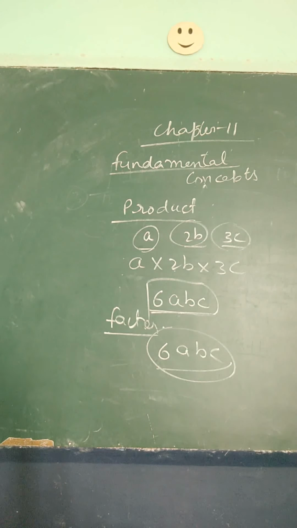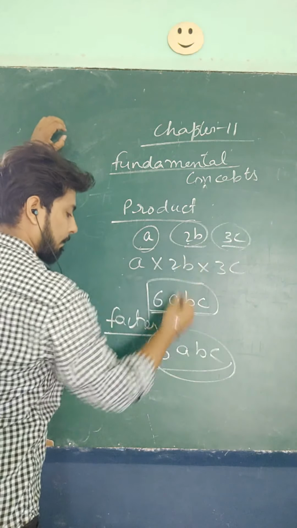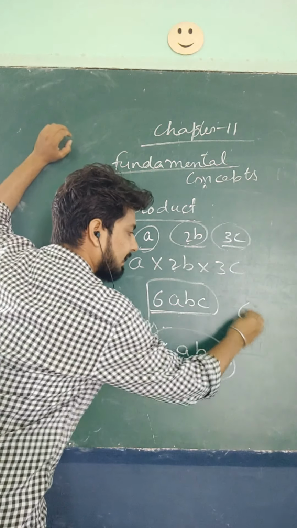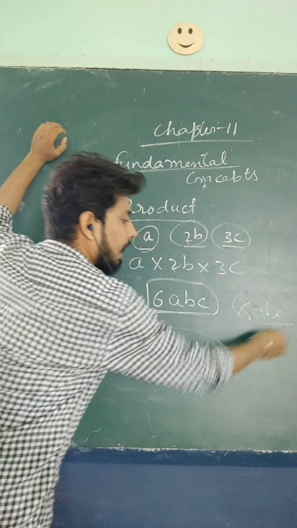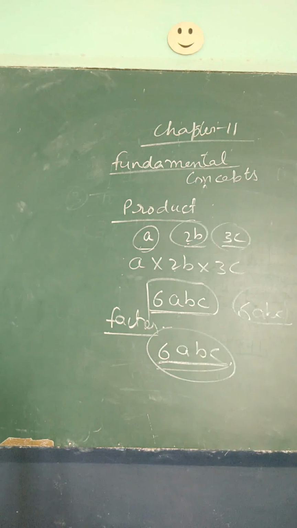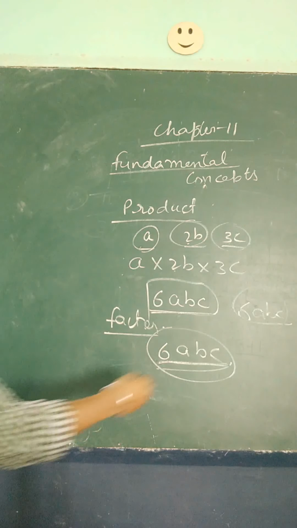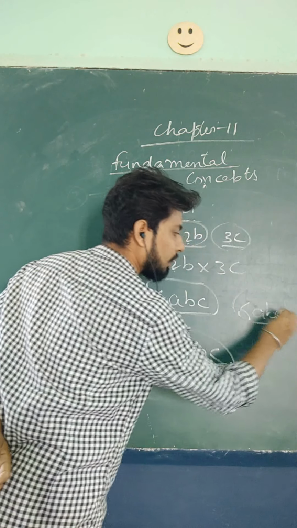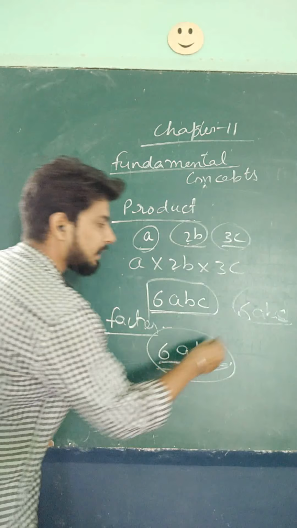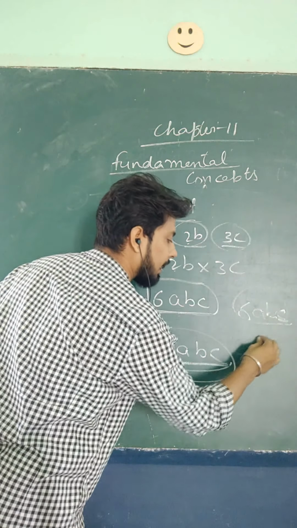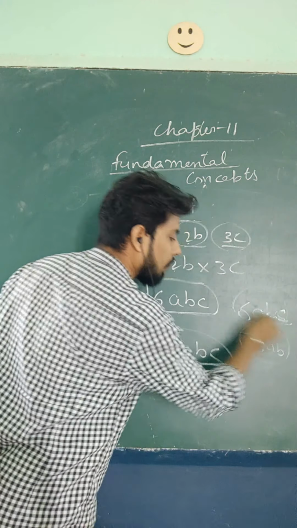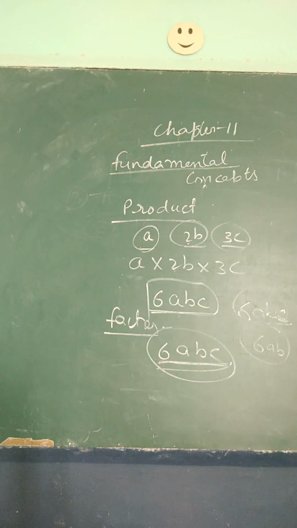Now, next is the coefficient. A coefficient is any factor or a group of factors of a term, called the coefficient of the remaining part of the monomial. Suppose this is the expression 6abc, and I ask you to find the coefficient of c. What will be the coefficient of c? The remaining part, that is 6ab. So 6ab will be called the coefficient of c.